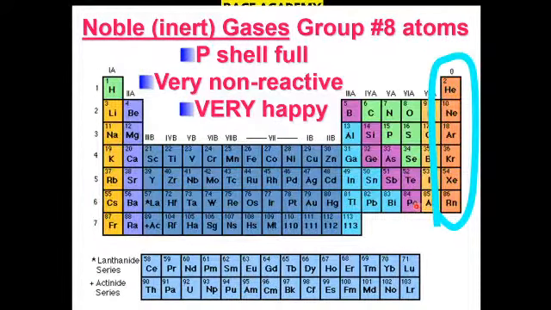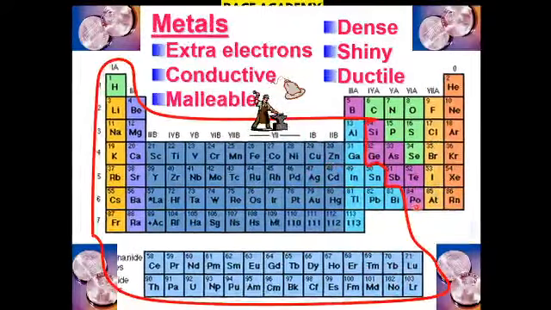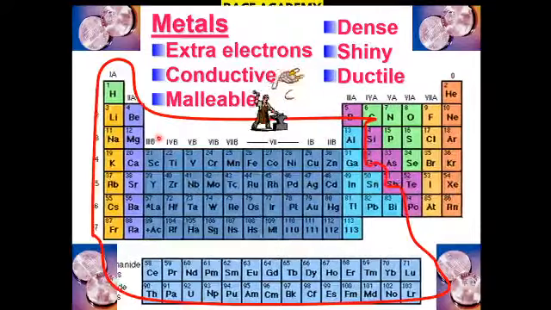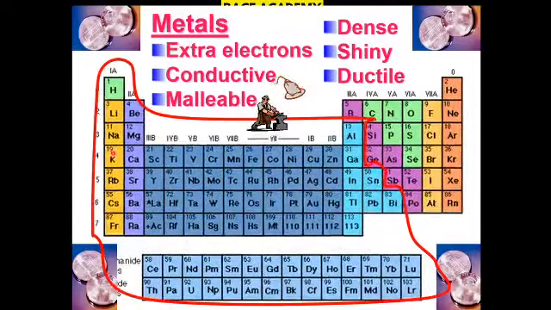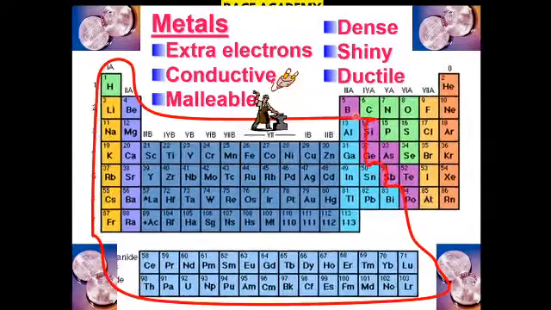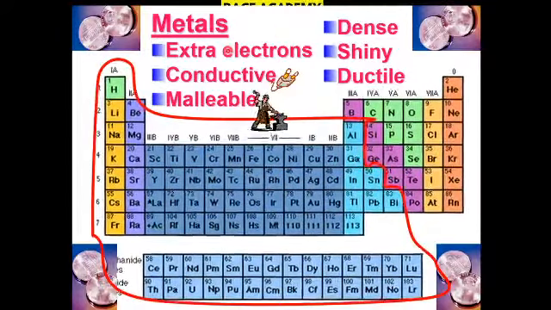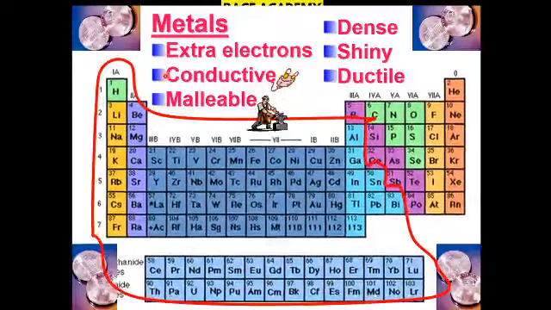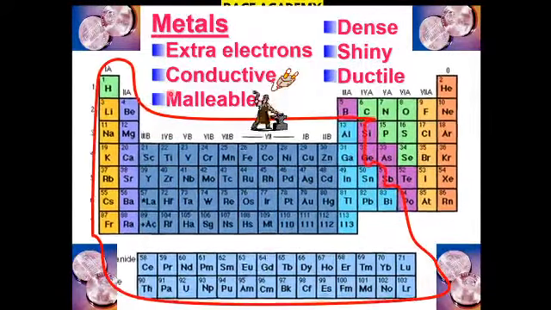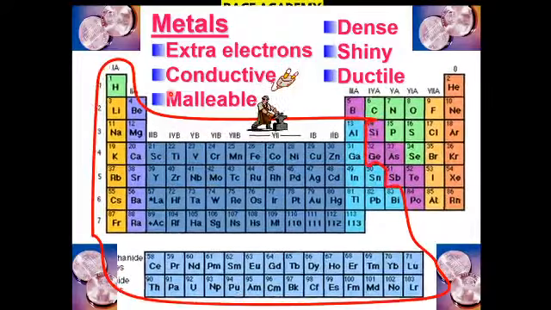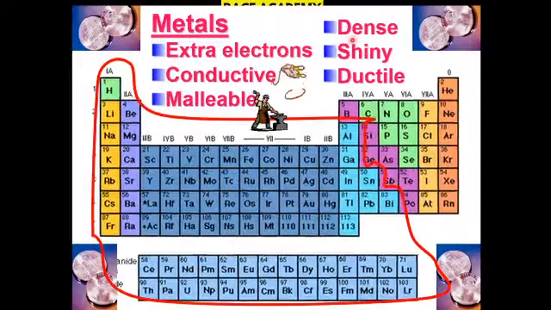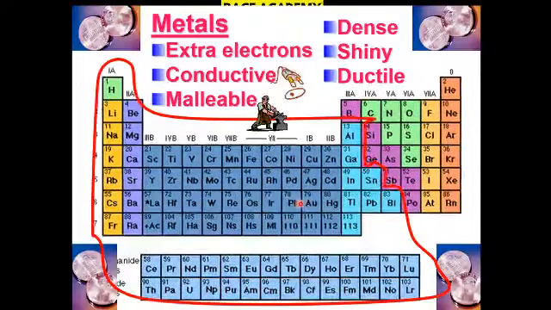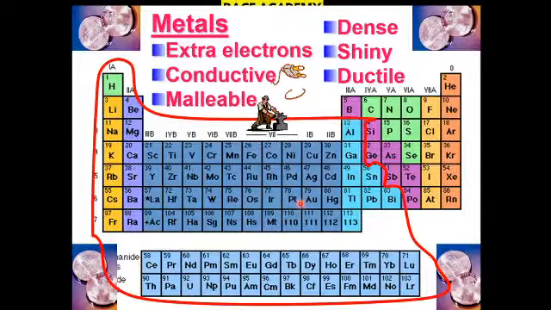Next, coming to the other part, these are the metals. In this location here we are observing the metals. Coinage metals are also included. They have extra electrons compared to the noble gases. They are conductive and malleable, which means we can make them into wires and so on. They are dense, shiny, as well as ductile. This is quite an interesting thing regarding metals.